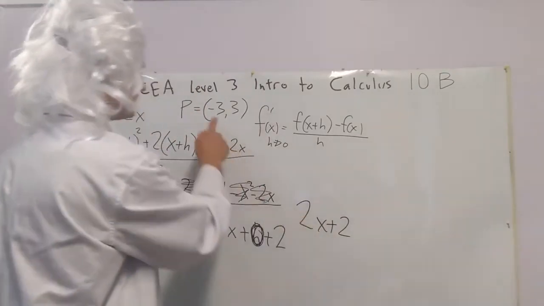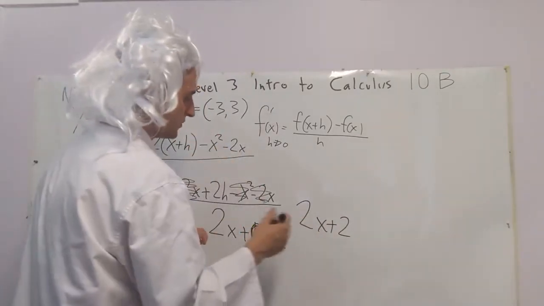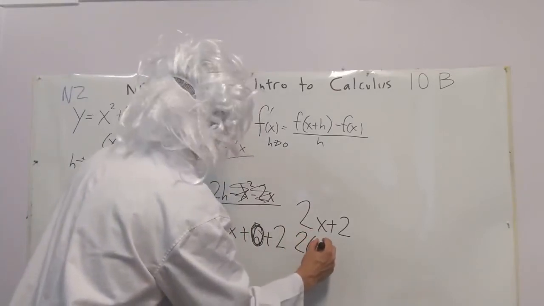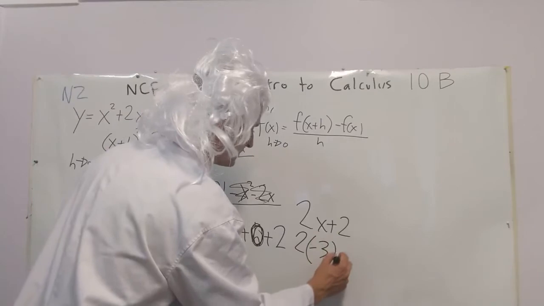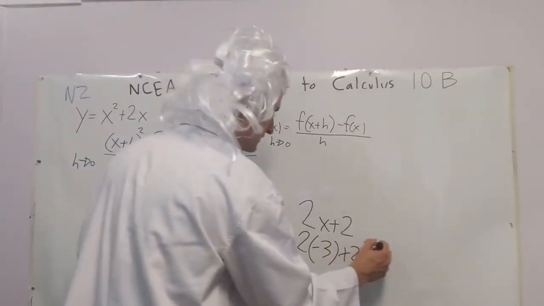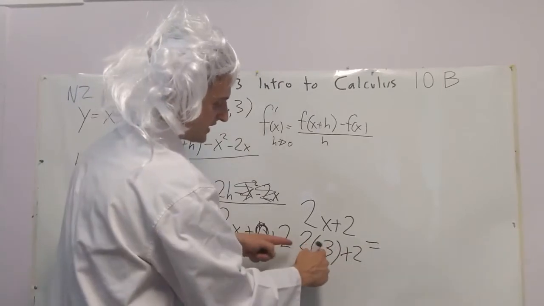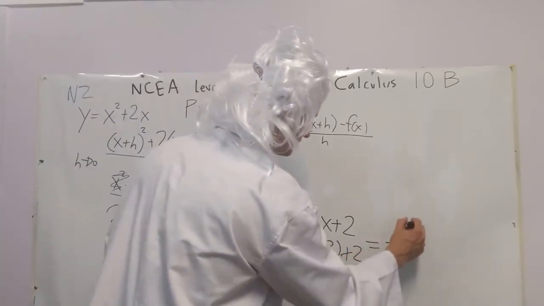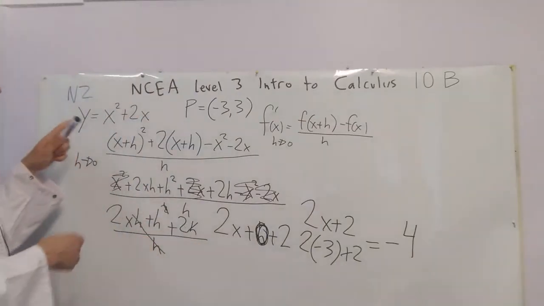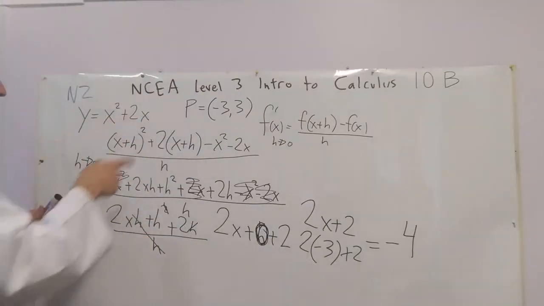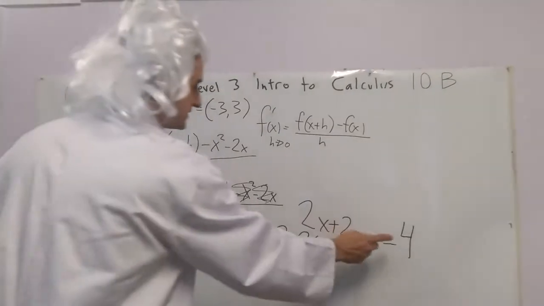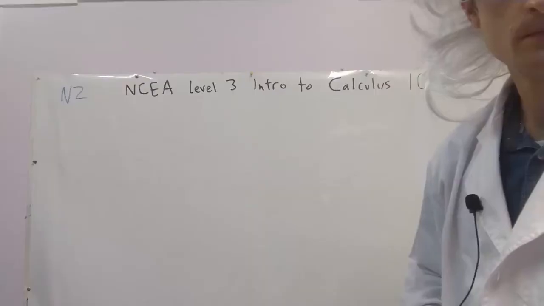Now, as we plug in negative 3 for x, we get 2 times negative 3 plus 2, and this equals negative 6 plus 2, negative 4. We have proved that the derivative of x squared plus 2x at this point, negative 3, 3, equals negative 4.